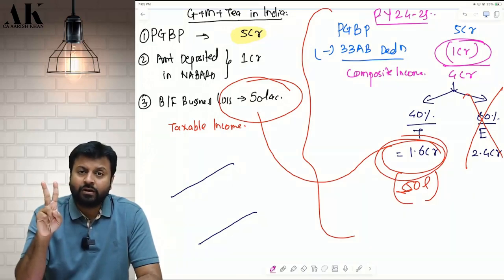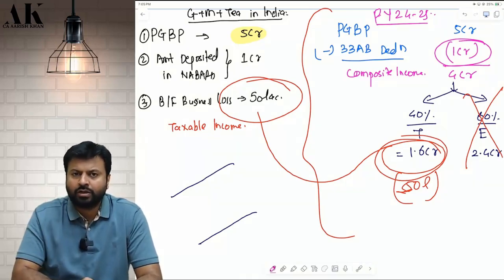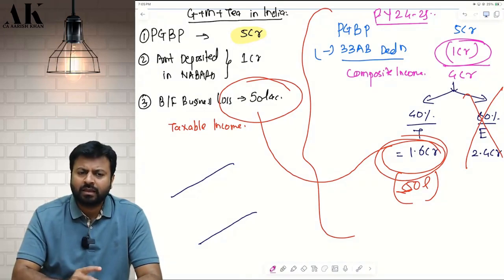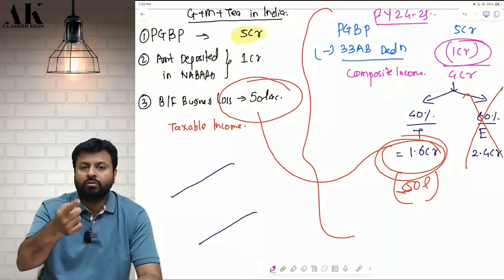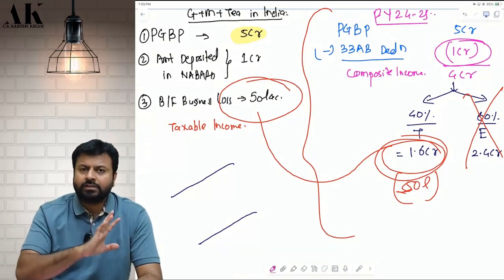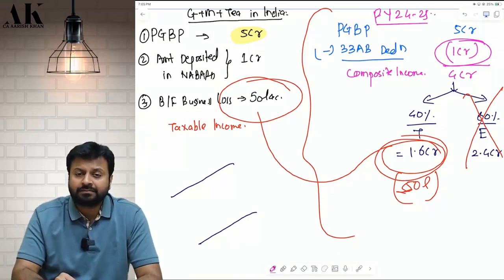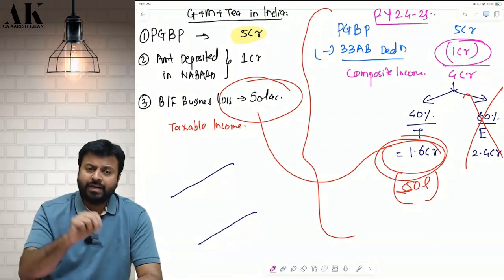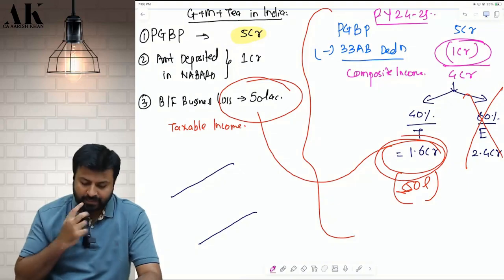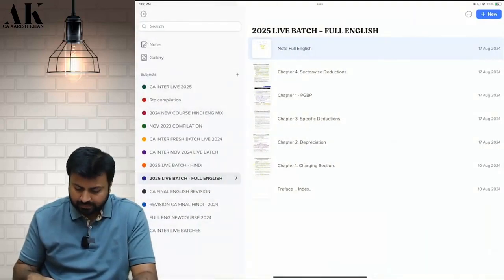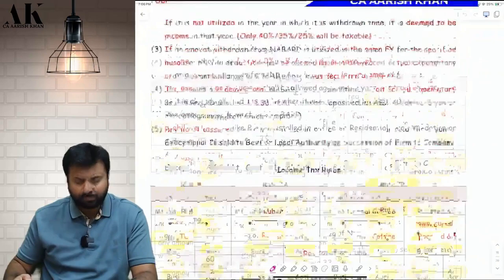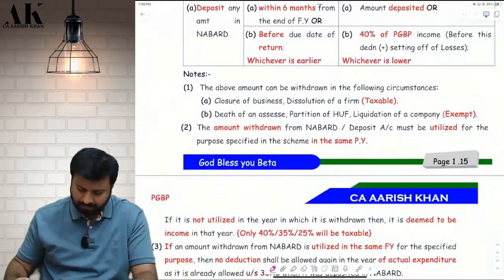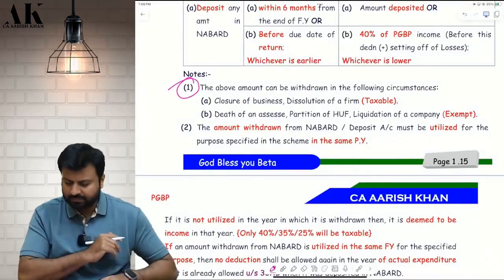Second, in case of liquidation of the company, you can withdraw the money, exempt. Third, in case of partition of HUF, withdraw the money, exempt. Are you clear? Now, 2 cases you can withdraw, but you have to pay tax. In case of closure of business. Second, in case of dissolution of firm, you can withdraw, but you have to pay tax. Read note number 1, please.